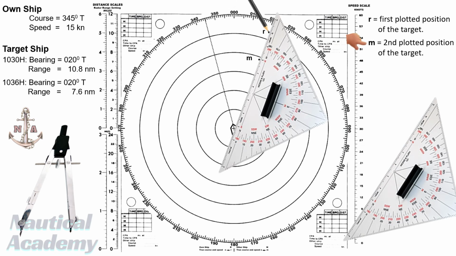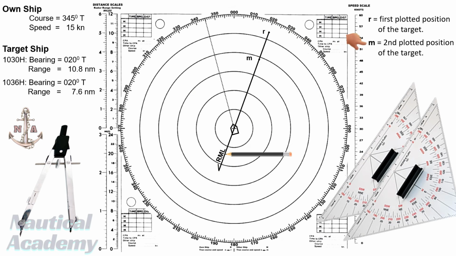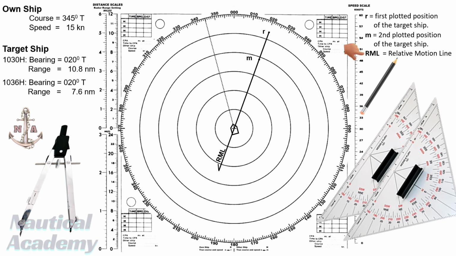Next, draw a line from R to M and extend it. Label this line with RML, which stands for Relative Motion Line. This line corresponds to the target's relative vector, as seen on the radar display.